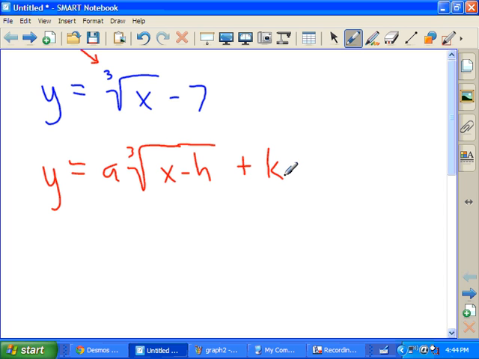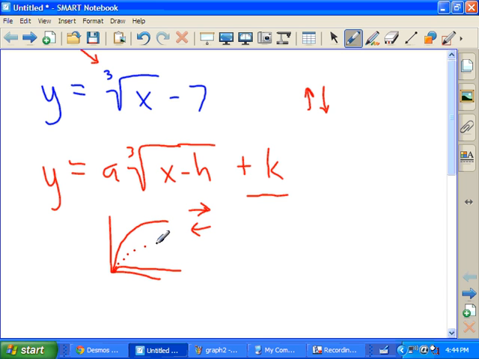All right, so even though this is a cube root, and the last problem we did was a square root, this formula still applies. K is going to shift it up or down, based on what that number is, and we see we have a minus 7 here. H is going to shift it left or right. When I say it, I mean the beginning of the graph. And A is going to make the graph broader if A is greater than 1. It'll make it skinnier if it's less than 1.